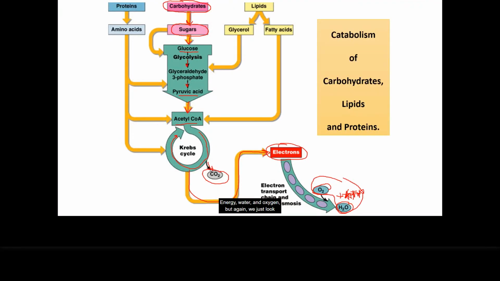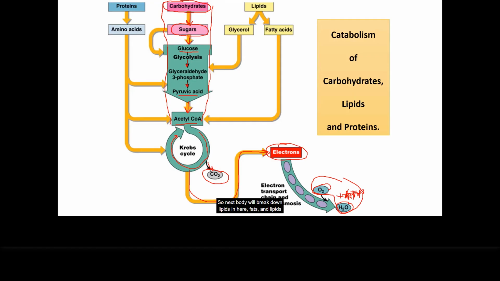So these are all products of cellular respiration: energy and water, with oxygen used. But again, we just looked at this part right now, how our body can produce energy from carbohydrates. But for example, if a person does not eat carbohydrates, what happens next?